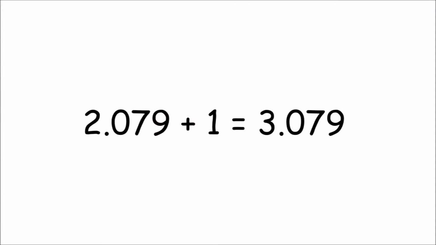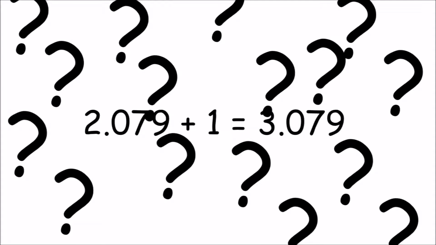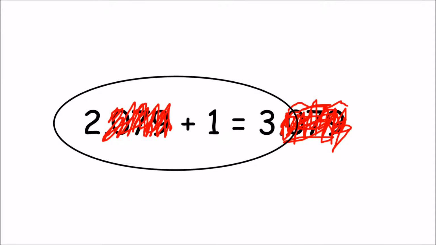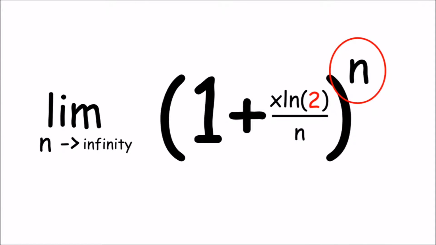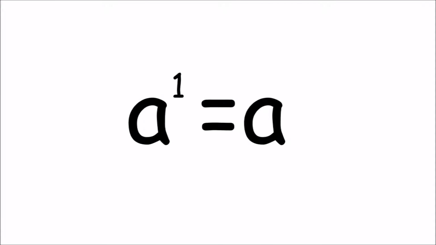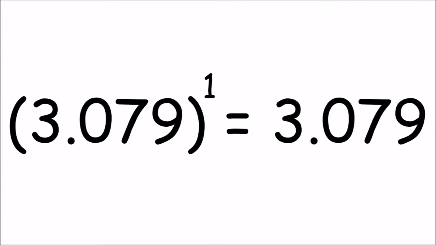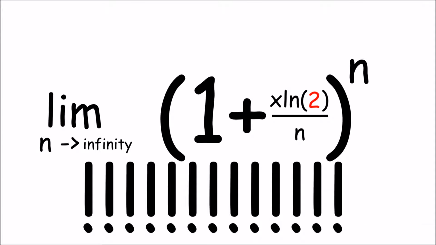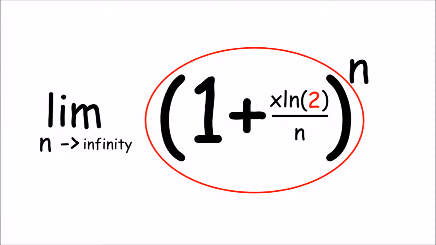Moving on. So, you add 1 to 2.079 to get 3.079. The digits after the decimal point don't matter since you're adding a 1. Now you raise this final number to n, which is 1. So you don't change it, and that's the final value. Oh wait! Did you forget this term? Because I sure did. So you do all that previous work but for n equals 2.